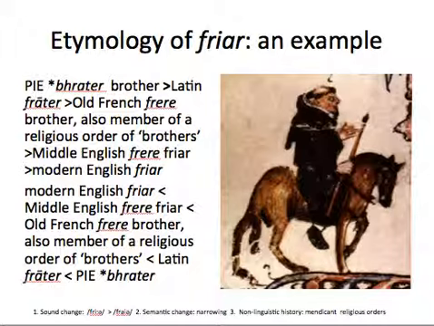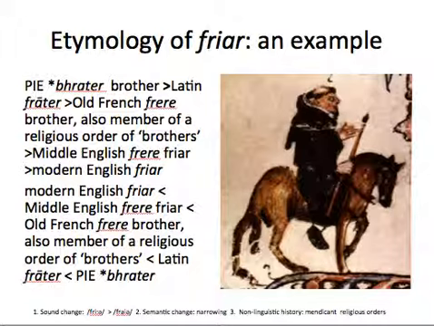So the little asterisk is referring to the fact that this is what we think the word was, not what we know it was. So there was a word, brater, which means brother, which then, notice the way the arrow is pointing, changed, then in Latin became frater, and then in Old French frère, or brother. Also, notice that in French it has two meanings: your sibling, or a member of a religious order of brothers.